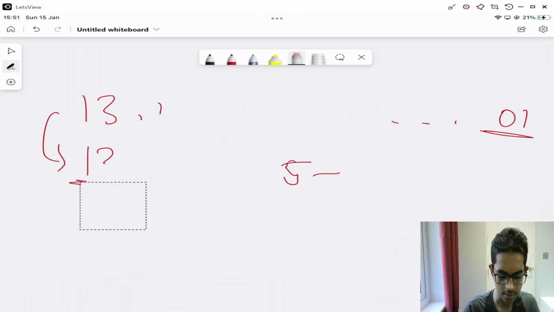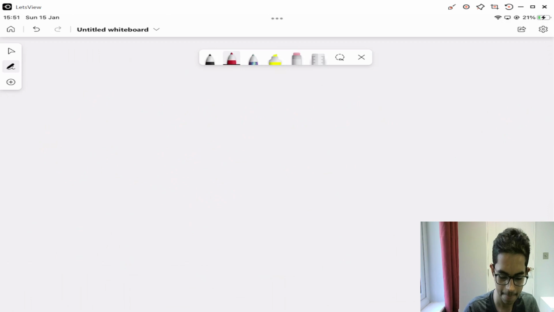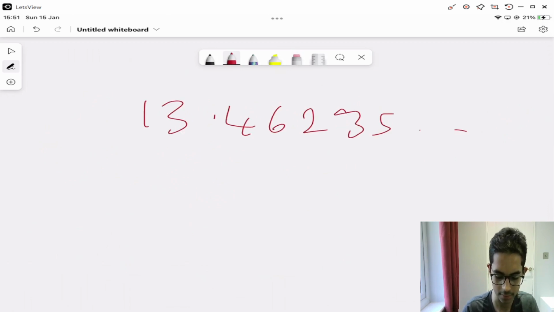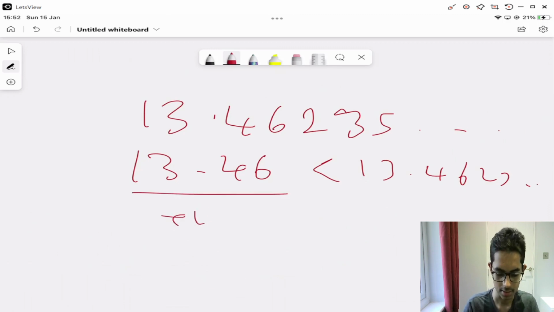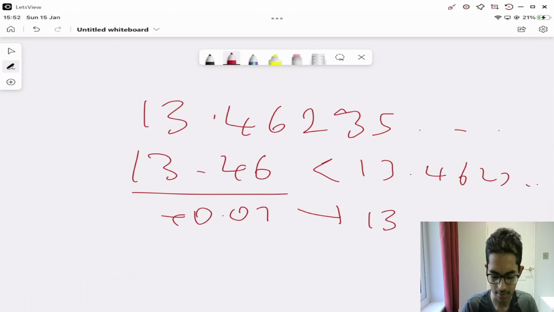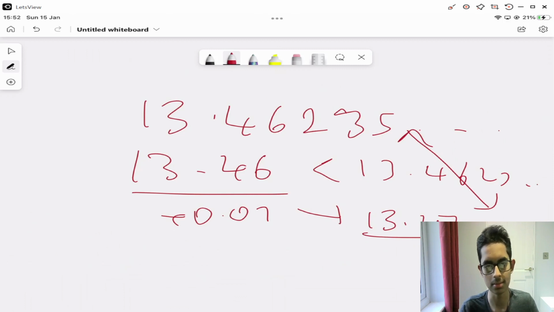Now, let's look at another example. Let's say we have 13.46235, whatever. Now, this rounds to 13.46. This number is less than 13.463235, whatever. This means that instead of rounding it to 13.46, we need to add 0.01 to it, thus making it 13.47, which is the rounded up version of this. That's how we're going to go around this problem of rounding inside our code.